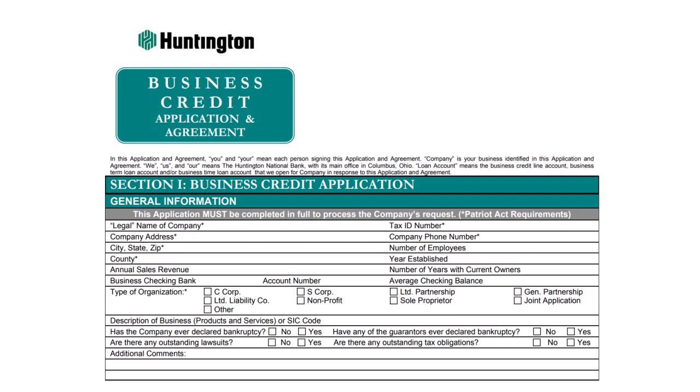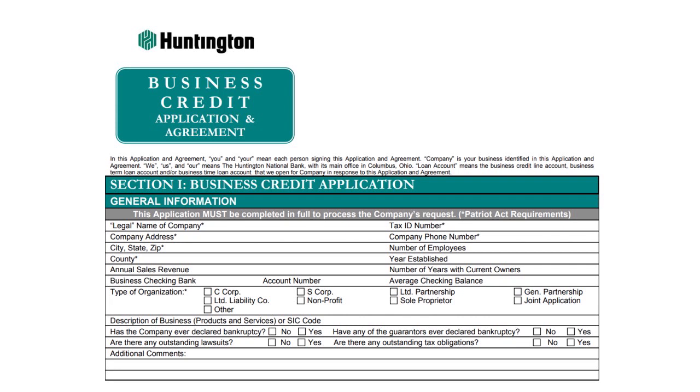You want to have an EIN only business application here. So you put the company address, the city, zip, state. You want to put your company phone number. Make sure you put the right phone number. They will verify that. Okay, they'll verify that.